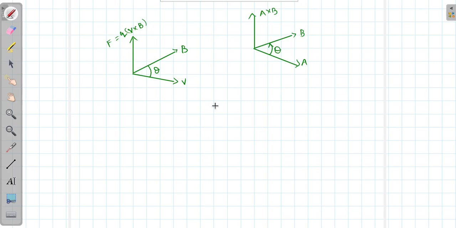In the previous diagram, what happened now? I have taken B in this direction, and B in the opposite direction. Therefore, the force is in the downward direction. That is the difference. That's all. Because we know A cross B is equal to minus B cross A. Anti-commutative property.